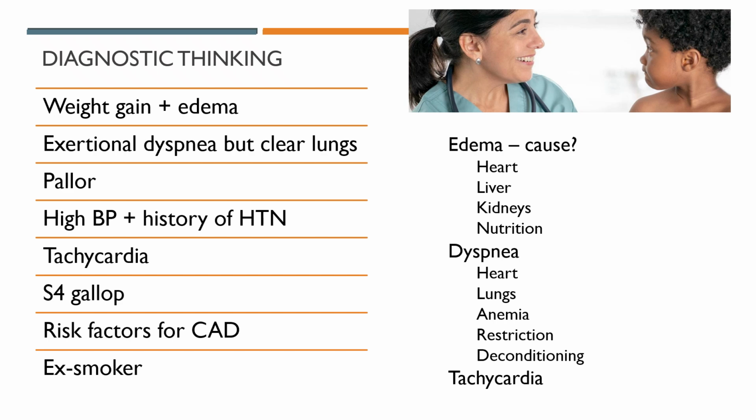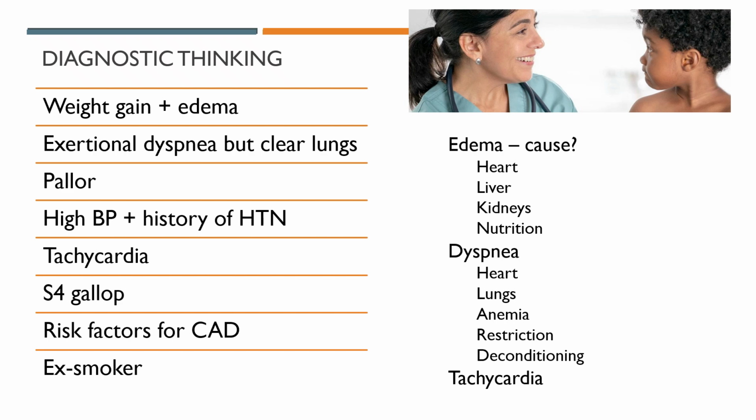Each of these is a clue, but none of them alone gives the full answer. Let's start with edema. Swelling could point to the heart, the liver, the kidneys, or even nutritional problems. Next, consider dyspnea, shortness of breath. The heart is one possible culprit, but so are the lungs, anemia, or even physical deconditioning. Tachycardia adds another layer. It could be compensatory, an attempt to keep up with the body's demands, or it might signal an underlying cardiac issue.